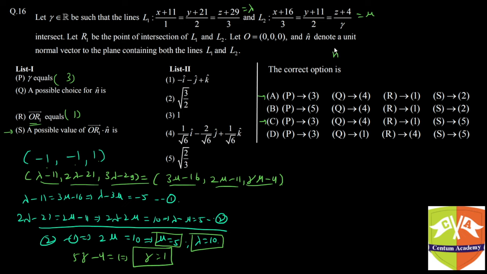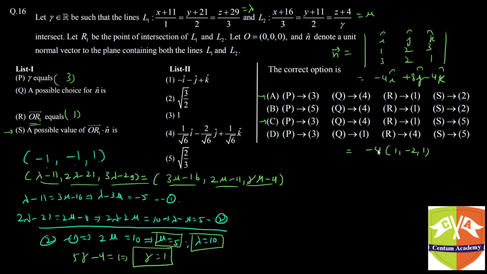So basically n cap vector can be a unit vector. Let me find the normal vector, which will be the cross product of the direction vectors of these two vectors: i cap, j cap, k cap, 1, 2, 3, and because gamma is 1, I can write this as 3, 2, 1. So this is 2 minus 6, minus 4 i cap, j cap 1 minus 9, that is minus 8, but it will become plus 8 j cap, and 2 minus 6 is again minus 4 k cap. Taking minus 4 common, my normal vector is minus 4 times (1, minus 2, 1). Now if you divide by its magnitude, my n cap will become 1 by root 6, minus 2 by root 6, 1 by root 6. It can have either a plus sign or a minus sign.